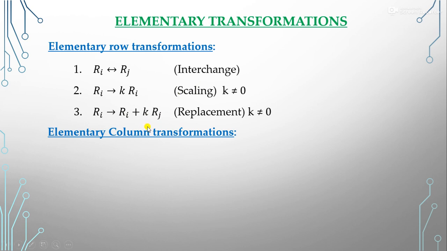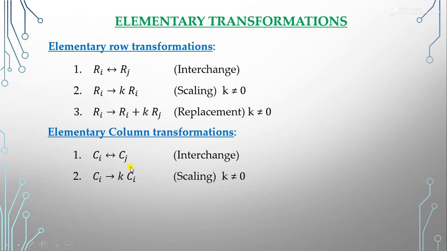Similarly, in column transformation you use these operations. First one is the same: Ci interchange to Cj, Ci converts to kCi, and Ci becomes Ci plus kCj. So these operations you apply on your matrices and find the rank.